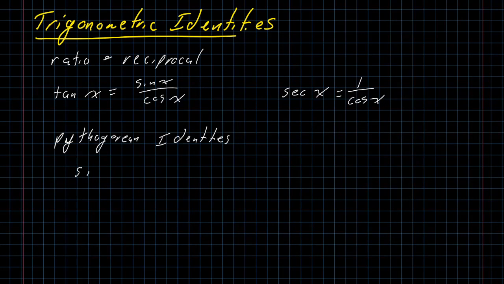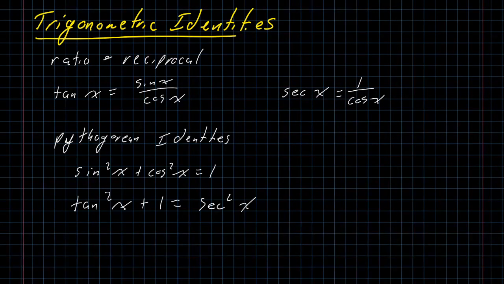The classic one, sine squared of x plus cosine squared of x is equal to 1. But then if you divide both sides of this equation by cosine squared and you use the ratio and reciprocal identities, you can rewrite this to get that tangent squared x plus 1 is equal to secant squared of x. That's a second Pythagorean identity.